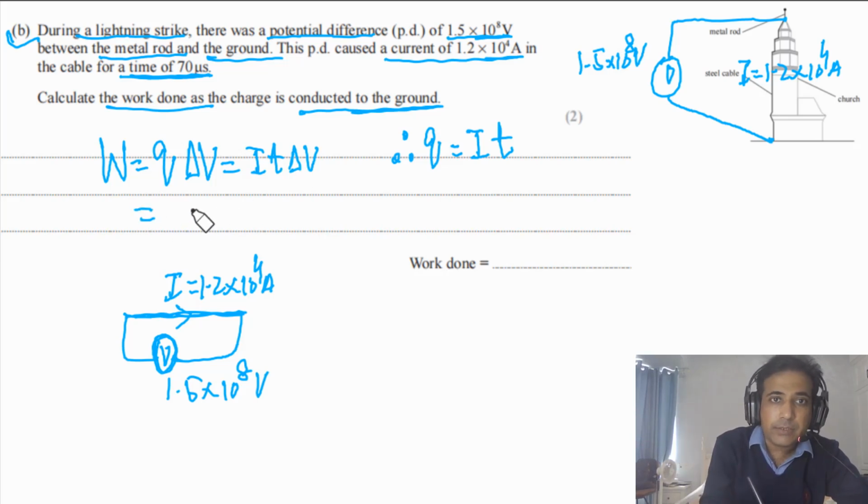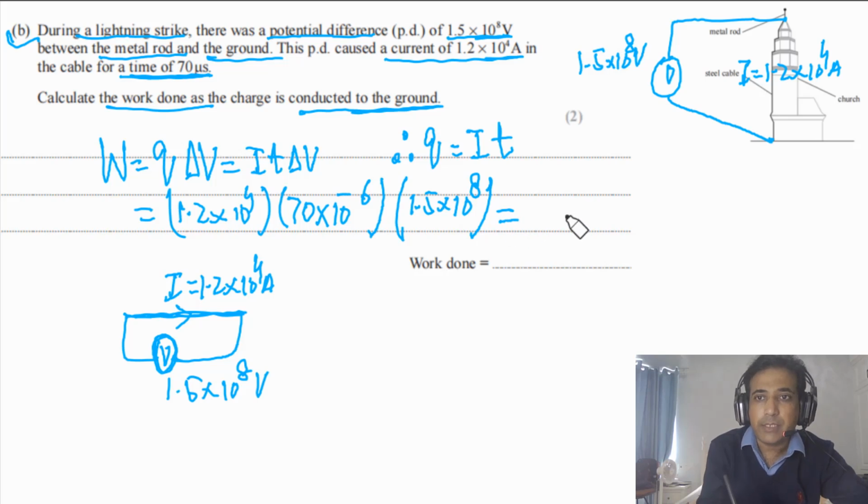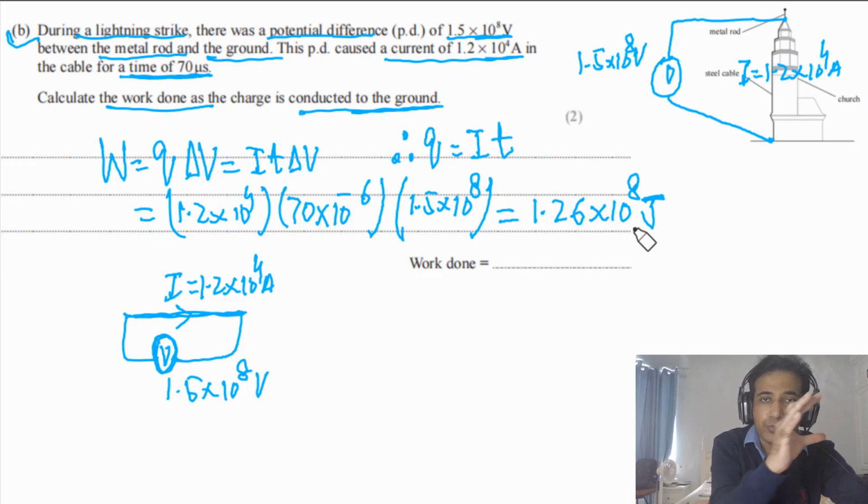So we have the value of current here, that is equal to 1.2 times 10 to the 4 amps, and we have the value of time, that is 70 microseconds. You need to be careful with units. So this is 10 to the minus 6 seconds, and we have the value of V, that is 1.5 times 10 to the 8 volts. Now if we multiply them, we will get 1.26 times 10 to the 8 joules. So this is the work done to pass charge through the steel cable. So this much work has to be done. This is our final answer.